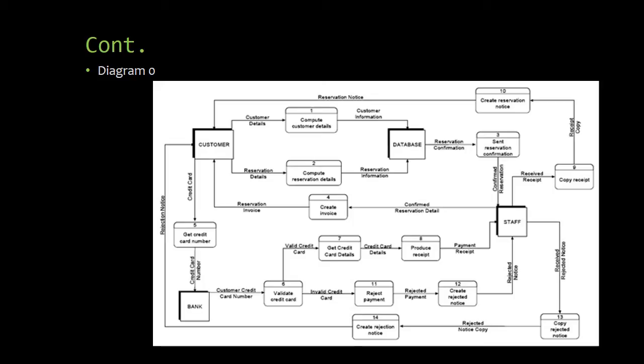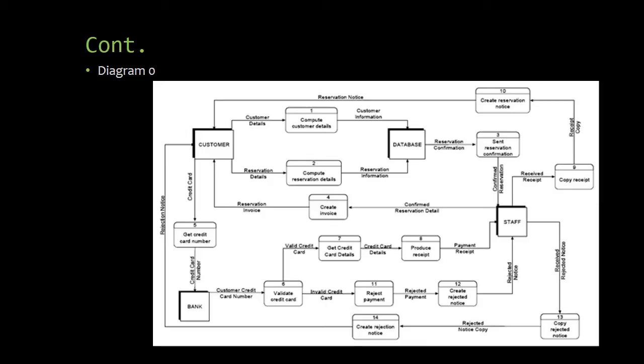So I'll first explain if the credit card is valid. When the credit card is valid, the system will get the credit card details, and from there it will produce the receipt. The output is the payment receipt, which will be received by the staff. And from the staff, it will copy the receipt and create a reservation notice, and later the notice will be sent to the customer. This is to say that the reservation is already confirmed.